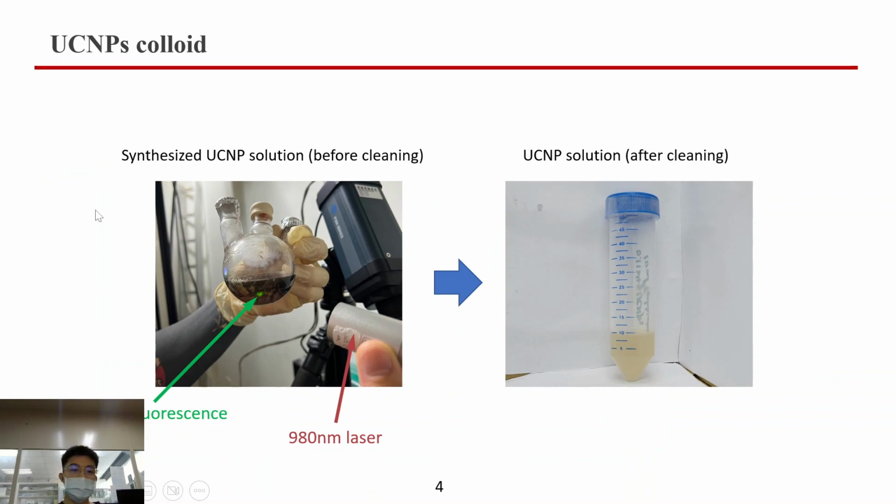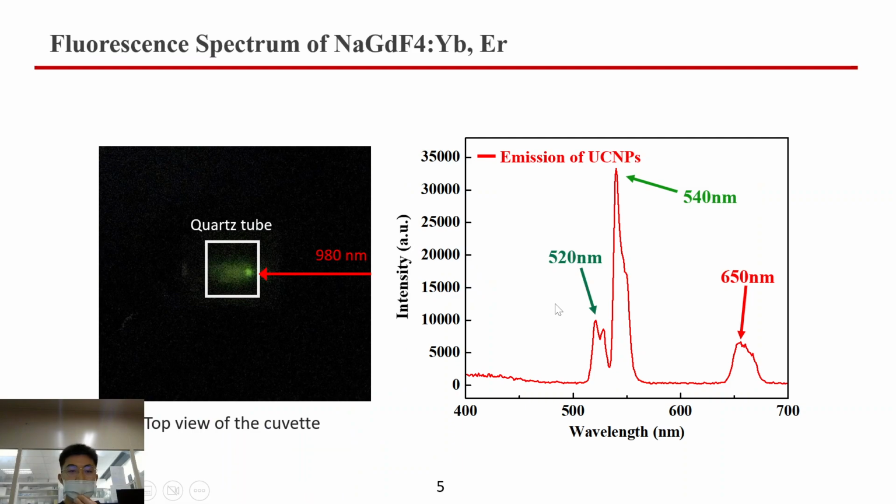After the part with the Schlenk line, we can shine the laser on our samples before we clean them, to see if they show a green fluorescence. It's a standard way to test the quality of the UCNP. Then after we clean the UCNP and dissolve it into cyclohexane, this is the color. It appears a little muddy.